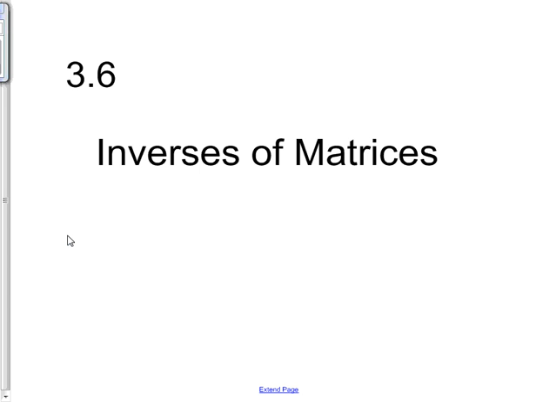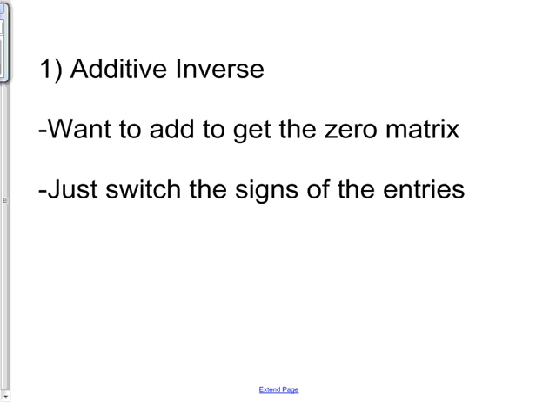So, the inverses. We're going to be looking at getting the additive inverses and the multiplicative inverses. Exciting, I know. For the additive inverse, we want to add to get the zero matrix. We want to find a matrix and add the matrix we have so that we can get the zero matrix. The zero matrix is just a matrix of all zeros. What we do for that, we just switch the signs.